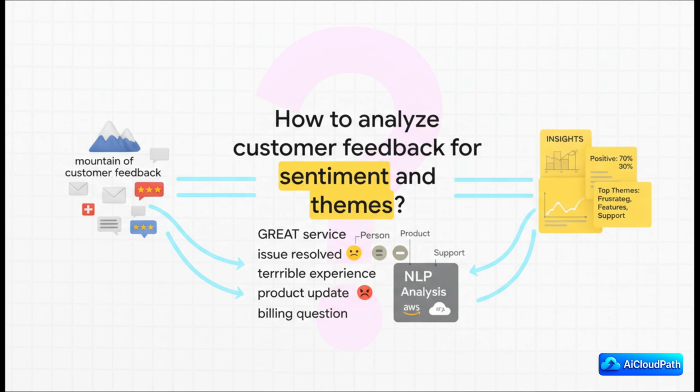Okay, let's dive right into our case. Imagine a company that's just drowning in a sea of customer feedback. We're talking emails, product reviews, support tickets, the whole shebang. They need to figure out two things, and fast. One, are our customers happy or frustrated? And two, what are the main things they keep talking about? This is a textbook text analysis problem.